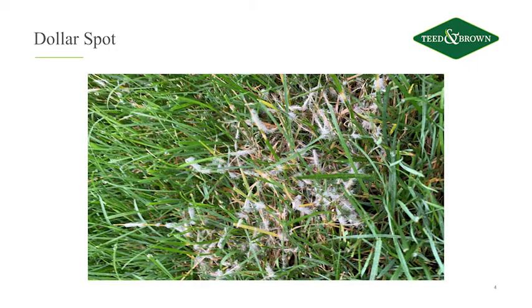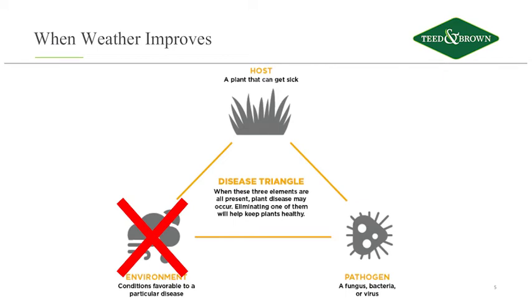The good news is that these diseases typically are not devastating. They might cause a few little brown spots here and there, and they're a good indication of what's going on in the soil. They can actually tell us a lot of good information. But they're not going to wipe out the whole lawn, and they won't last forever. As soon as the weather conditions change, they'll just go away on their own because you need that environmental condition part of the triangle to be in play for the disease to actually happen.